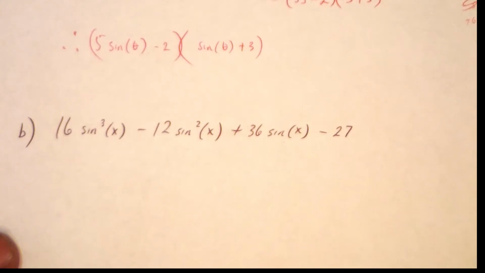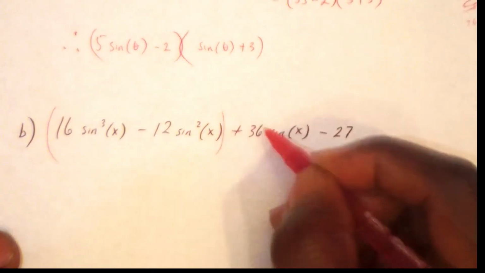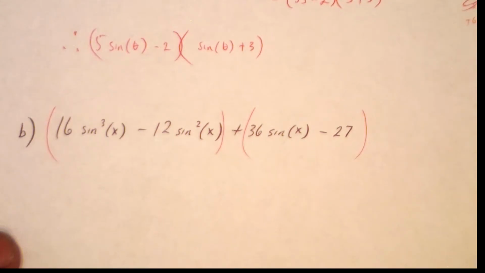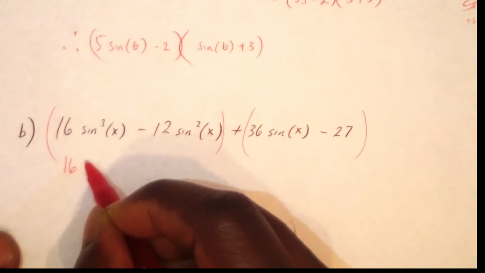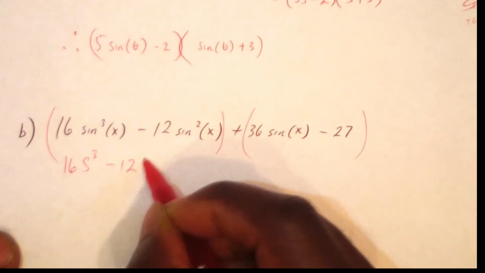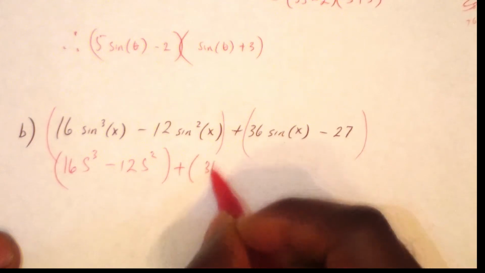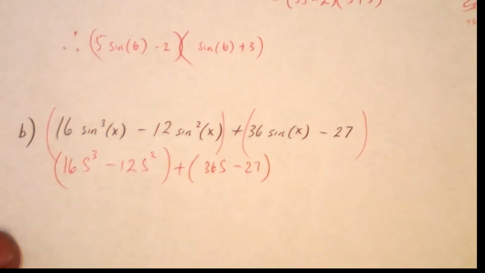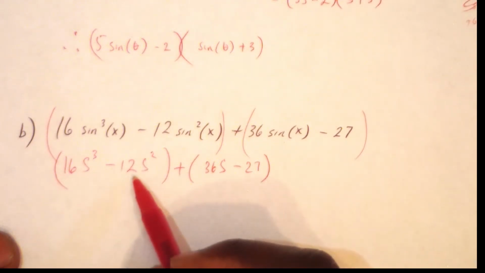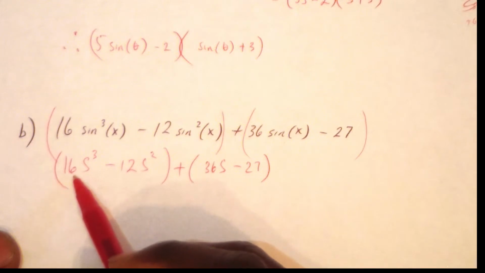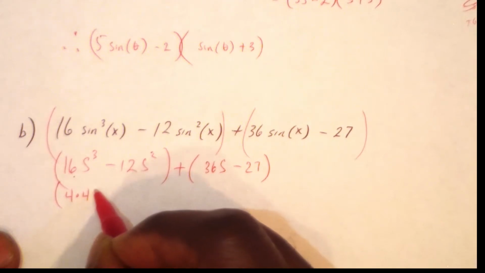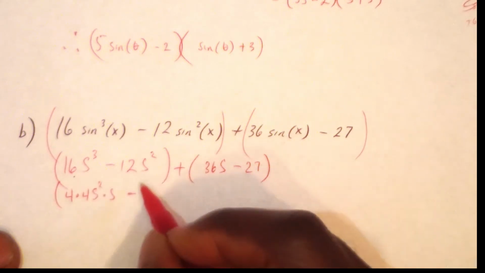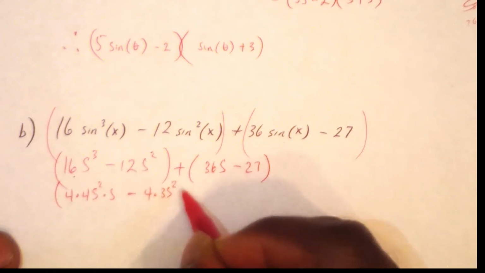For this particular example, we're going to use factor by grouping to help us out here. So we're going to group the first 2 terms together, and the second 2 terms. I'm going to rewrite everything in terms of s now. So this is going to be 16s cubed minus 12s squared, grouped, plus 36s minus 27. And here we see that we have a common factor of 4s squared, because this could be written as 4s squared times s for the first term, and 4 times 3s squared for the second term.